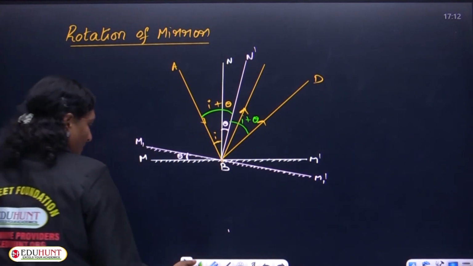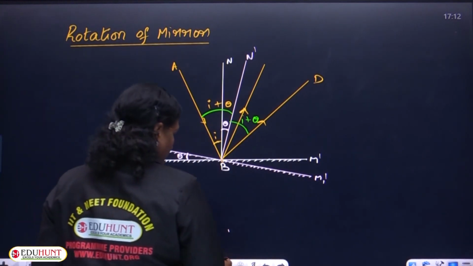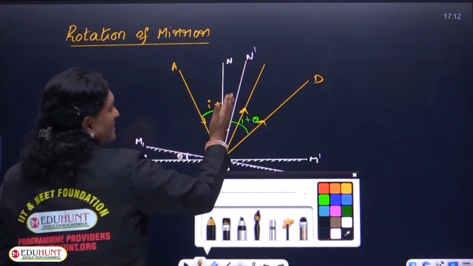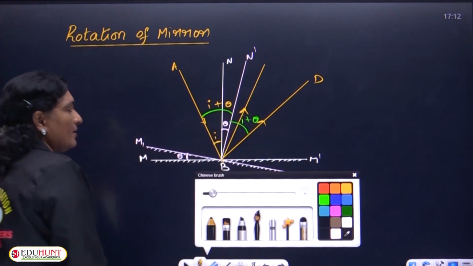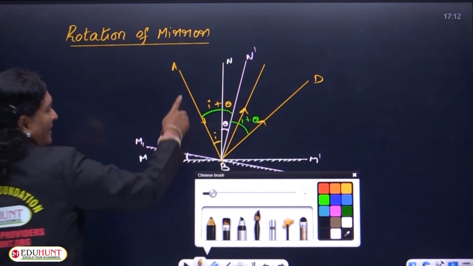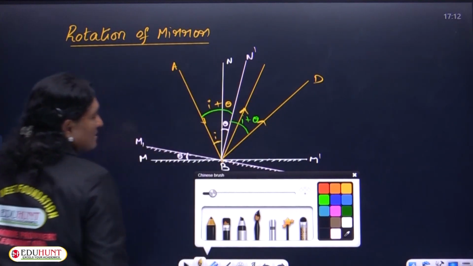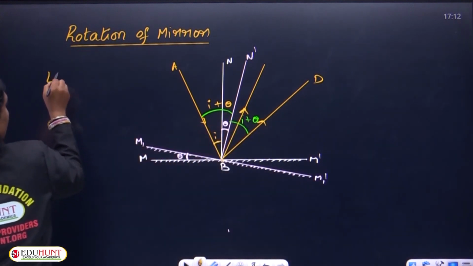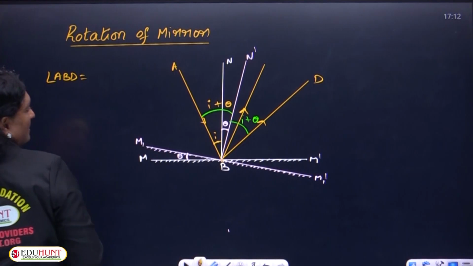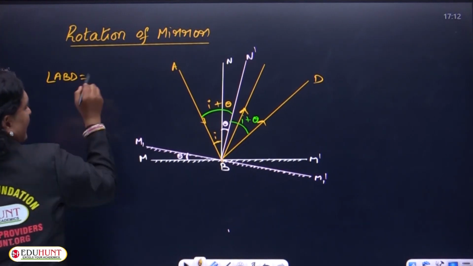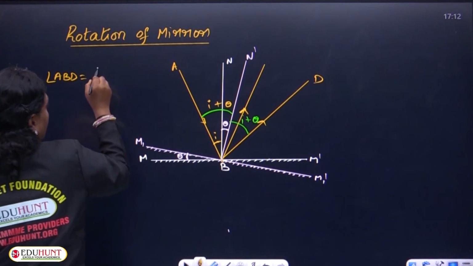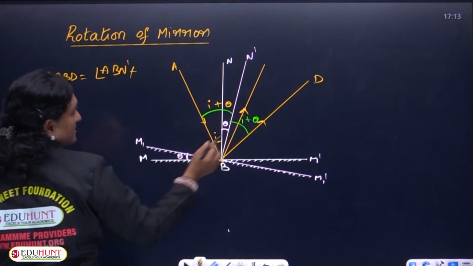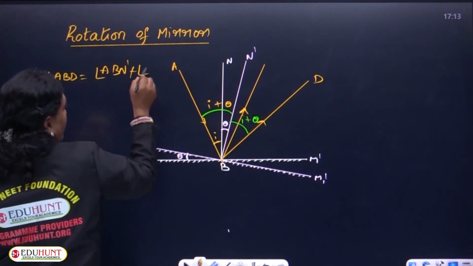First, let us try to find out how much the reflected ray is being rotated. Before that, let us focus on the angle ABD. What is the value of angle ABD, children? Angle ABD can be written as angle ABN dash plus angle DBN dash. Clear?